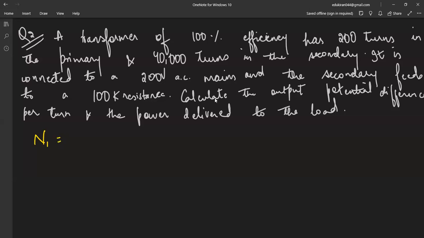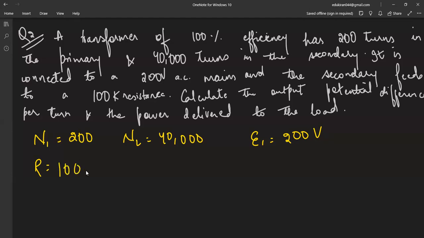See what all data we have. N1, how many number of turns are there? 200. What is N2, Austin? 40,000 number of turns in the secondary. Similarly, E1 is given to us as 200 volts. Resistance is how much? Resistance is given as 100 kilo ohms. 100 kilo ohms means I should multiply it with 1000. K means 1000. So this becomes 10 to the power 5 ohms. Right? 10 to the power 5.